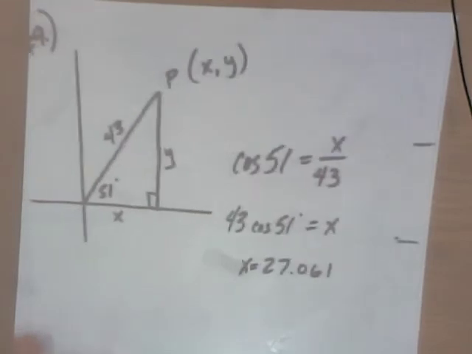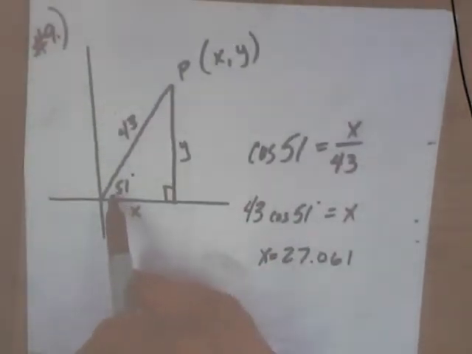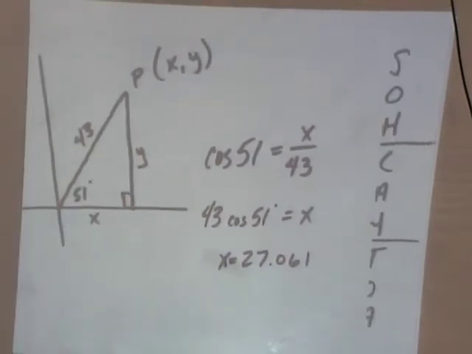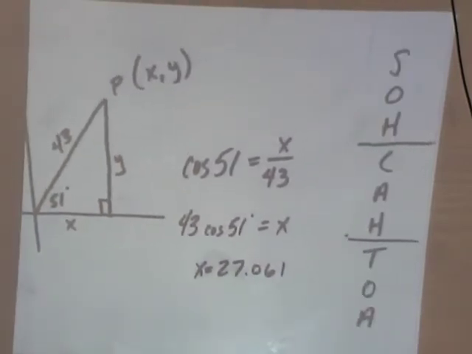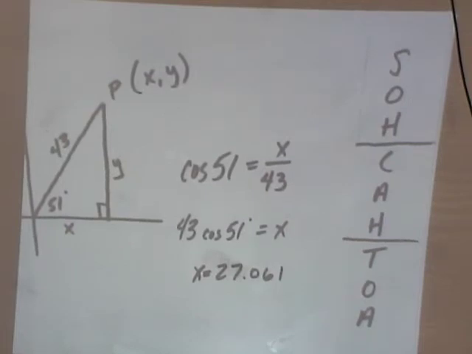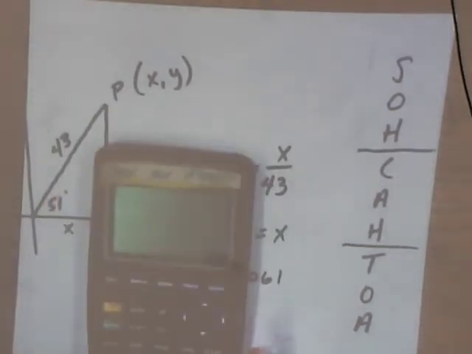Okay, so let's find y now. If I use the 51 degrees, what side is this compared to the 51 degrees? But in my calculator, it came out to 31.9. You're in radians. Y'all see my calculator, what it has at the top? Check your mode, right?